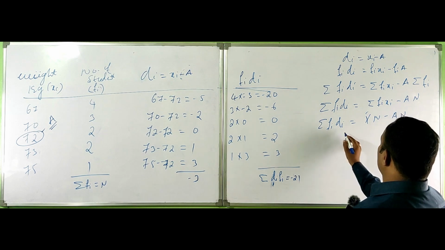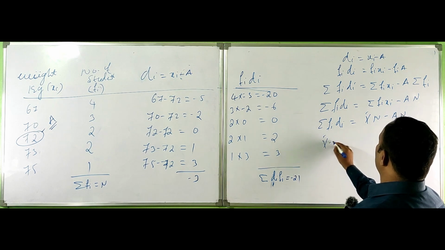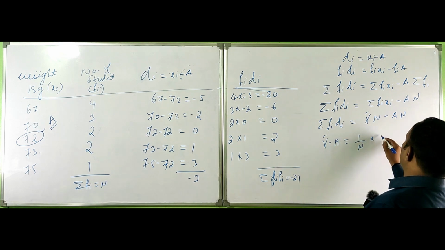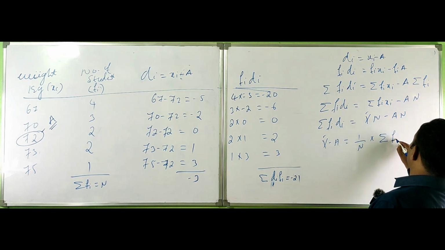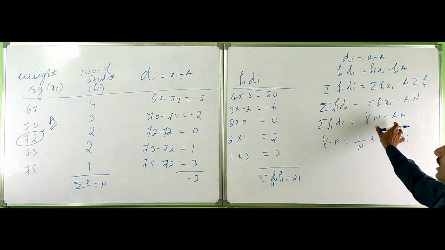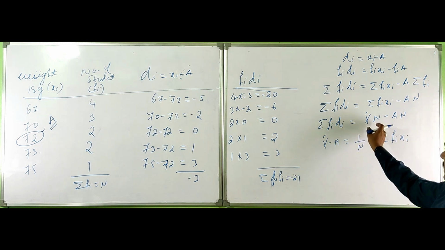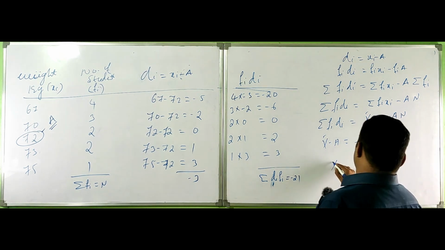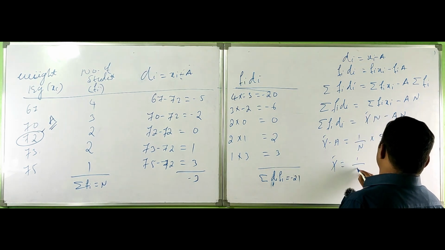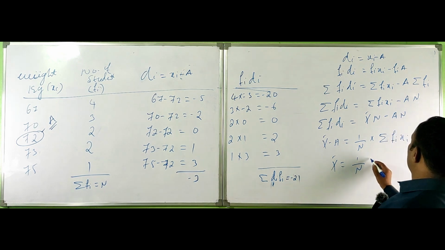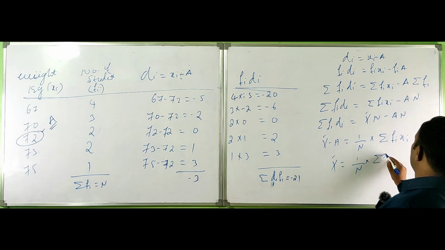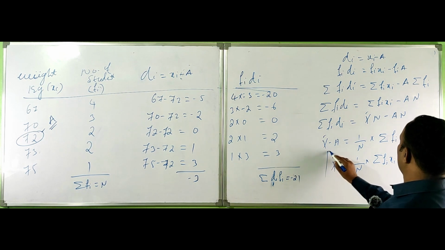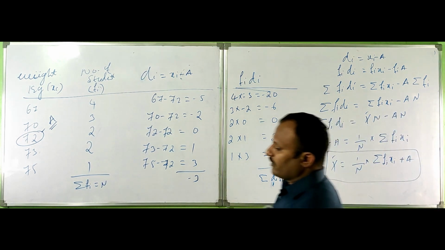Okay, first take the n outside: x bar minus A is equal to 1 by n into summation of f of i into di. n is common outside, and x bar minus A is as it is. Therefore, x bar is equal to 1 by n into summation of f of i di plus A. Right? Is it the formula?